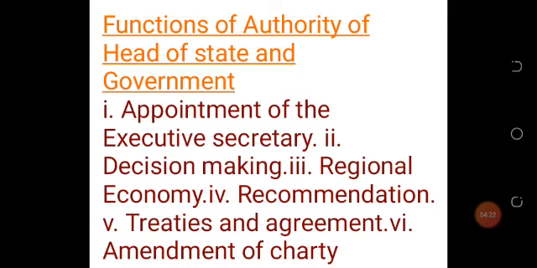It approves all agreements and treaties entered into by the community. What about treaty or agreement? It's about a kind of coming together to accept or make a decision that binds every member of the organization. So whenever there is a treaty or agreement among the members of this ECOWAS, it is approved by the Authority of Heads of State and Government.